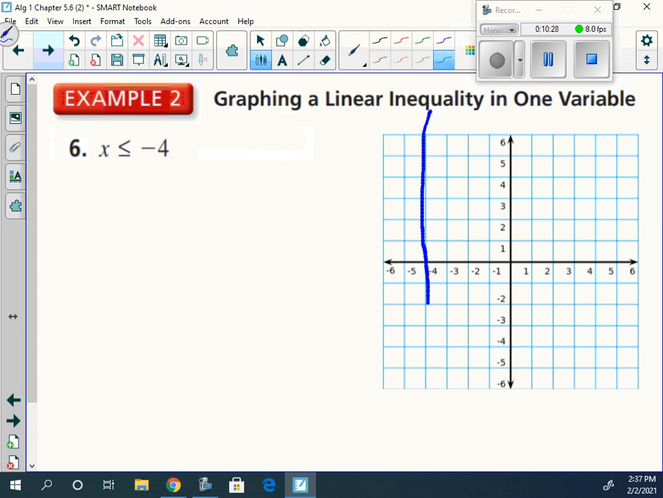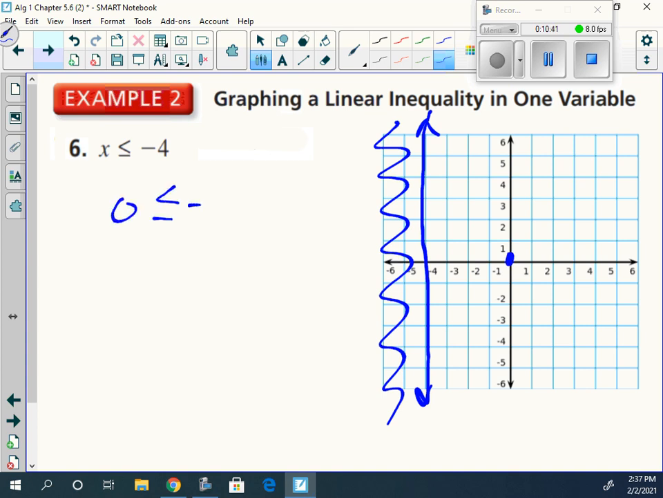So it'd be a straight line like this here. And then we would end up shading this side over here. Because if we check the point 0, 0, well, 0 less than or equal to negative 4? No. So this point is false, so we shade the side without it, which would be that side over there. Does that make sense? Okay.